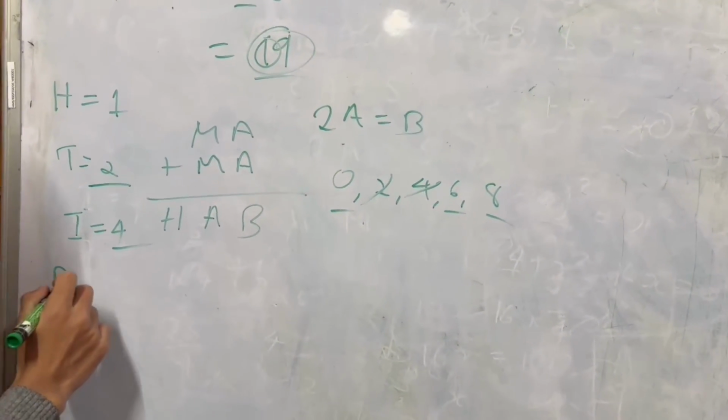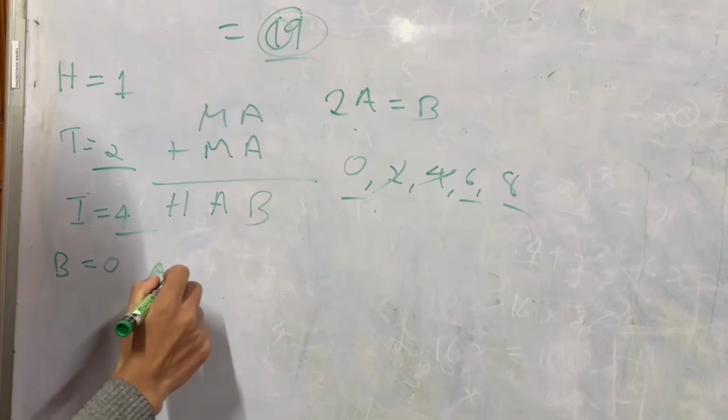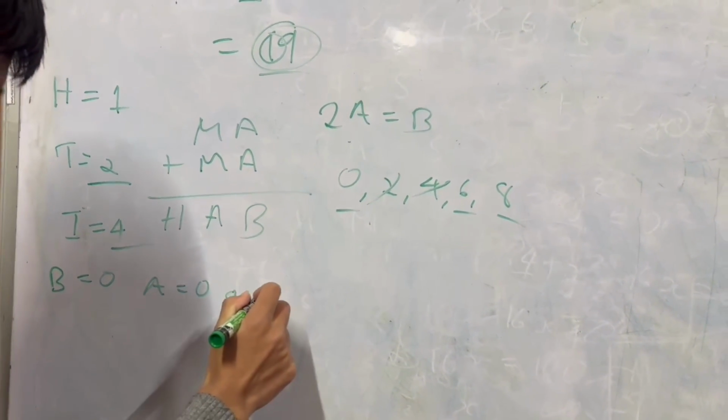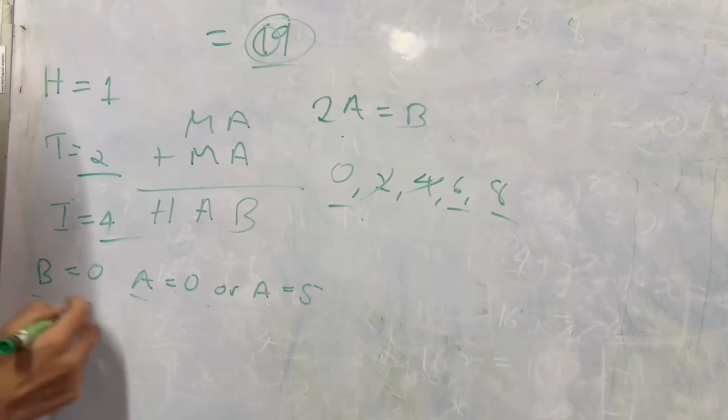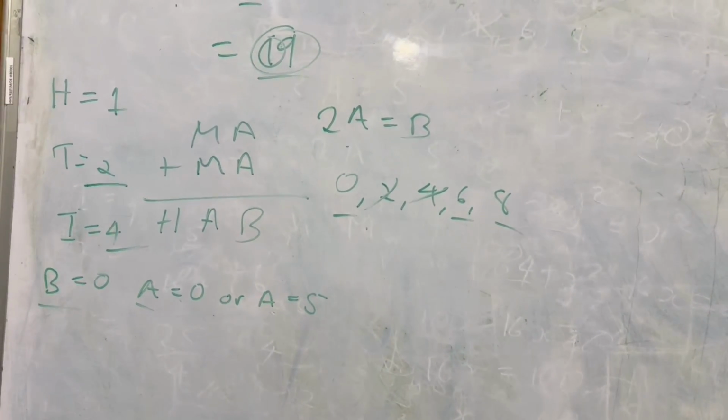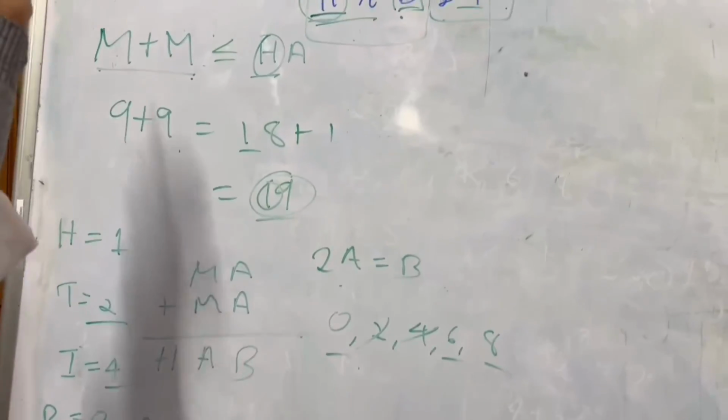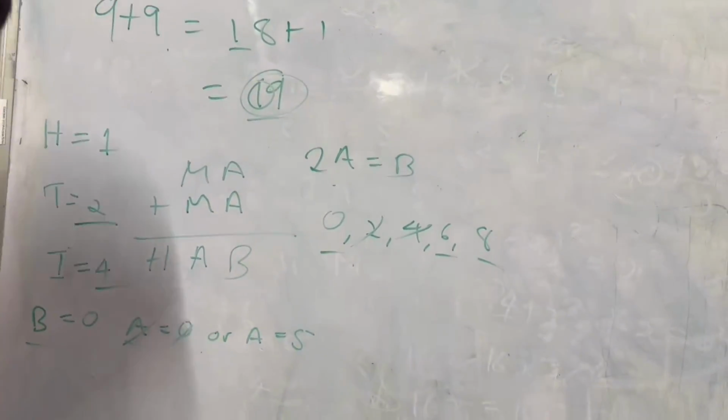So if b is equal to 0, a can either be 0 or a can be 5. A cannot be 0 because if a is 0, b is equal to a, and that is not possible by the condition in the question. So a is not equal to 0.